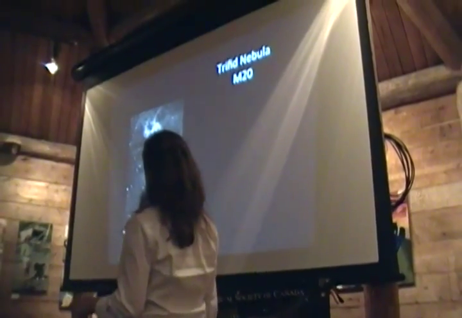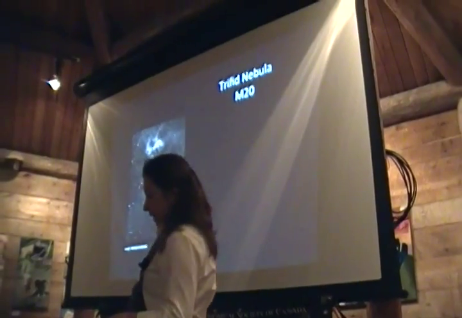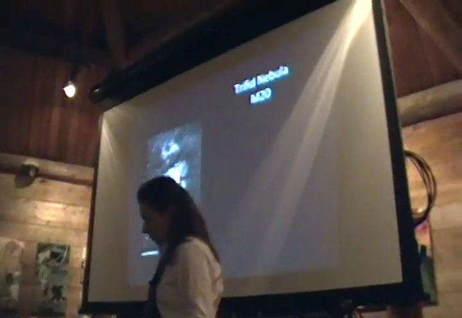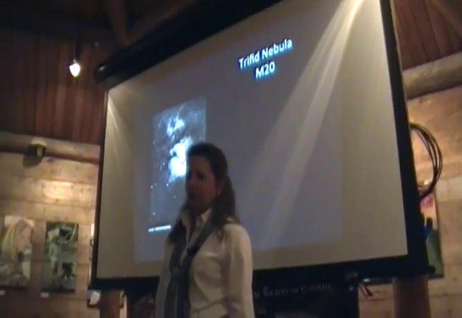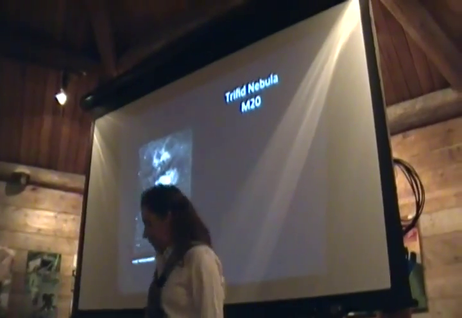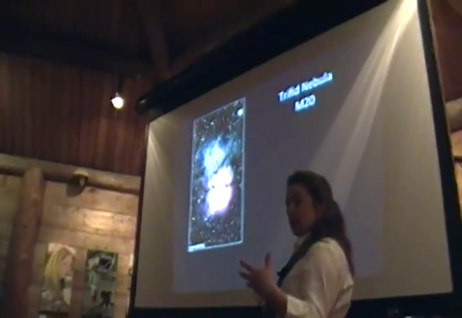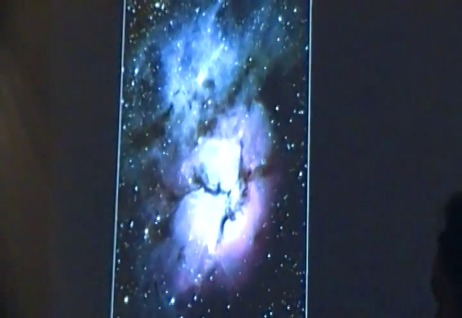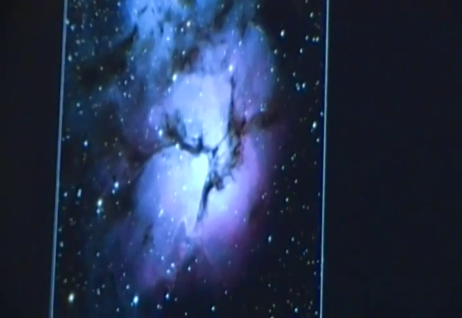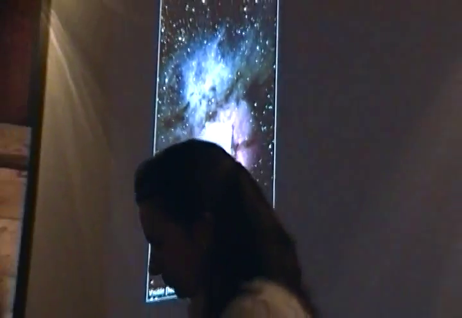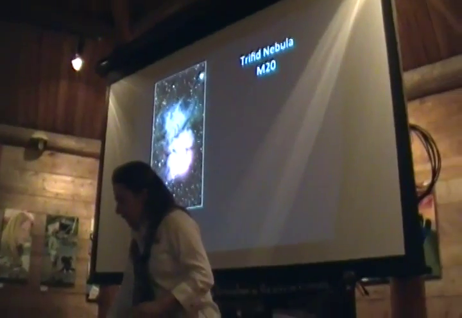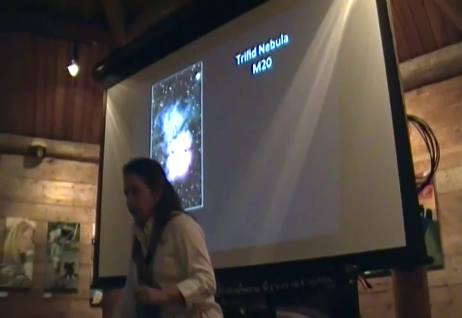This is what you might see with your eye. This was taken at the Kitt Peak 4 meter. I guess they probably don't have eyepieces on the Kitt Peak 4 meter, but if they did, this is what it would look like. But here's what it looks like in color. And so you can see all this pink from the hydrogen gas and the blue from the dust and those beautiful dark dust lanes.